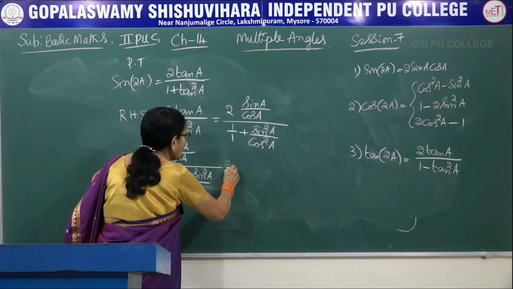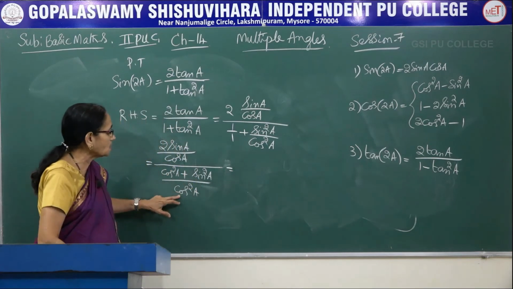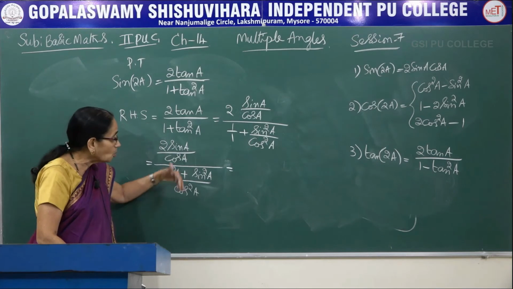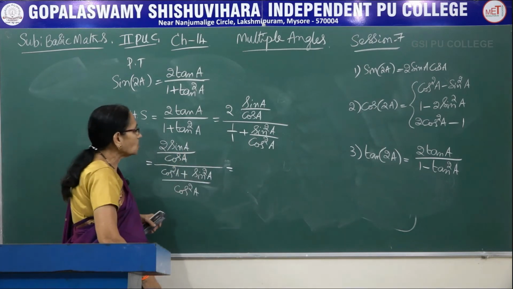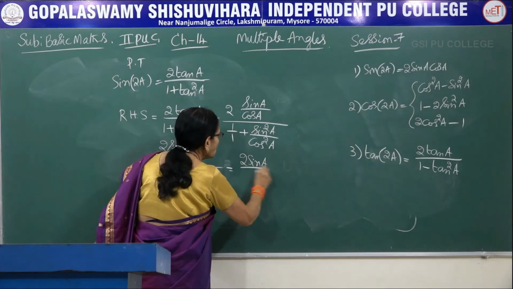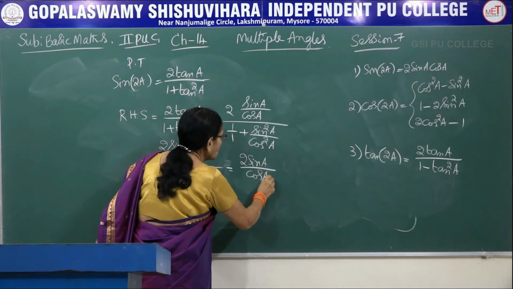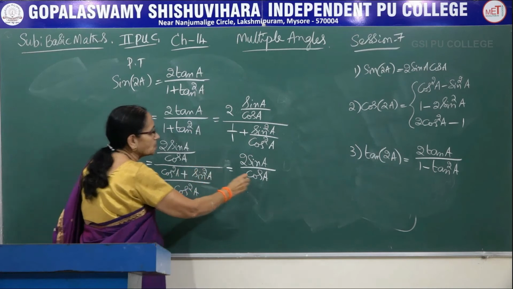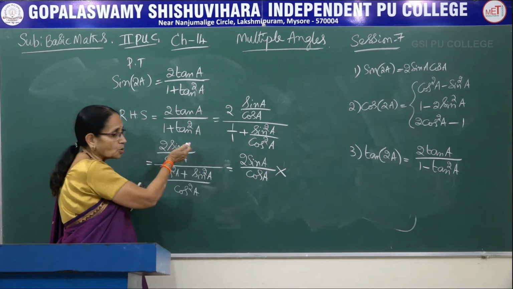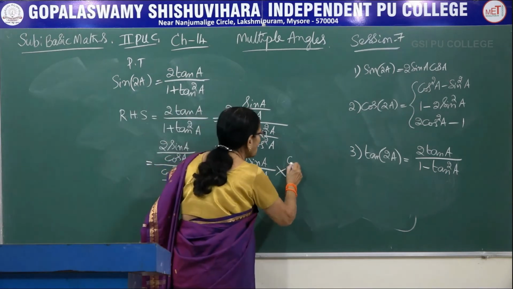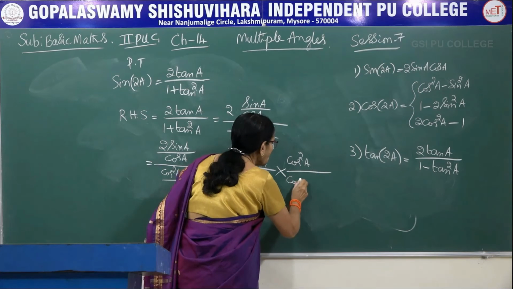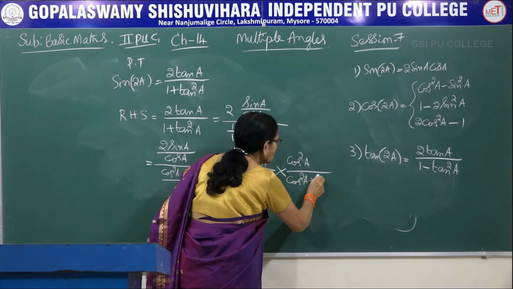Now, as you know, this is nothing but the denominator of the denominator. Where does it go? It goes to the numerator. So let me write that one. It is 2 sin a divided by cos a. Write the numerator; instead of this division, write it as into. And this, where does it go? It goes to the numerator. So write it as cos square a divided by cos square a plus sin square a.